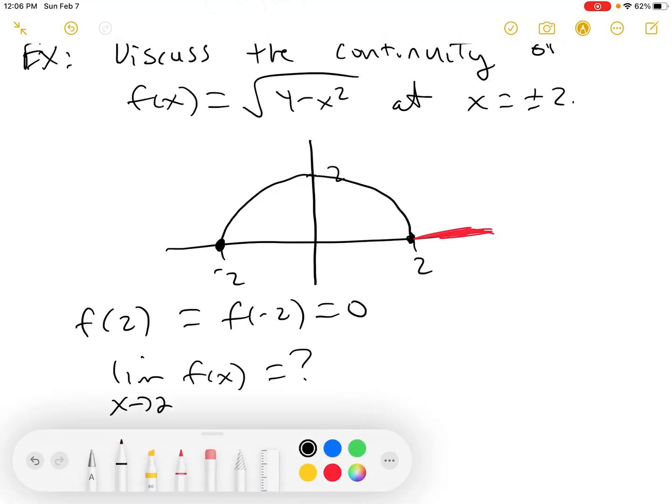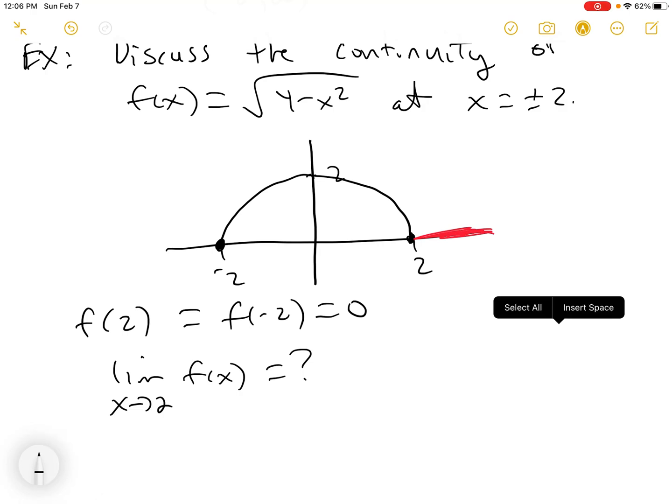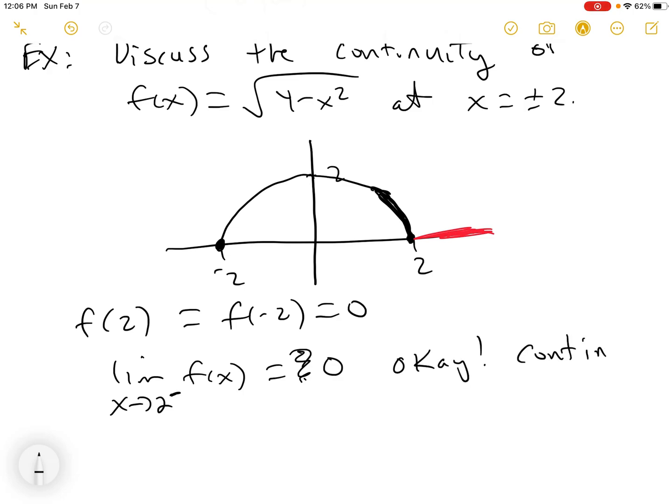So we make a special exception for endpoints. So at 2, you have to look at the picture of the function, and if the left-hand limit, so as I come along here, exists, which it does, it equals 0, then it's okay, and we say the function is continuous at x equals 2. Similarly for x equals minus 2. And so, yeah, we make an exception at endpoints. You look at the one-sided limit that's appropriate for the point. Okay.